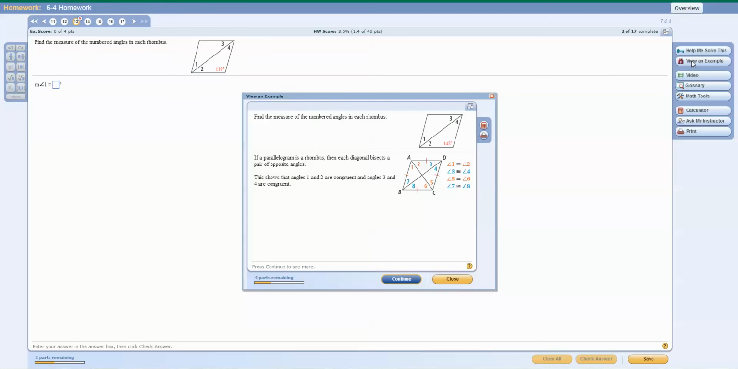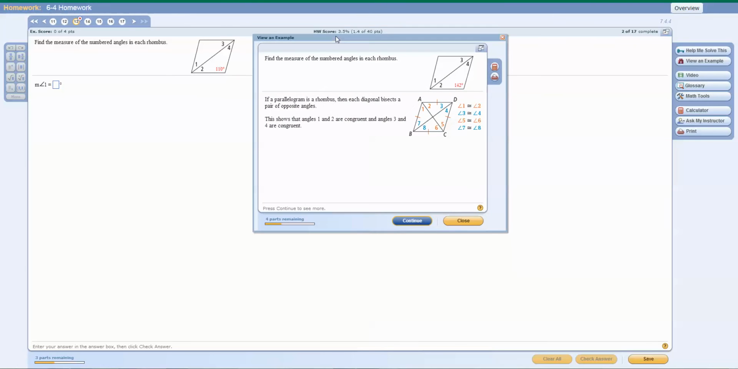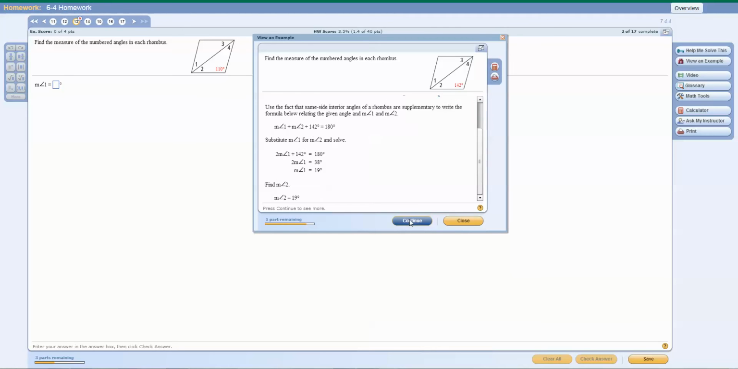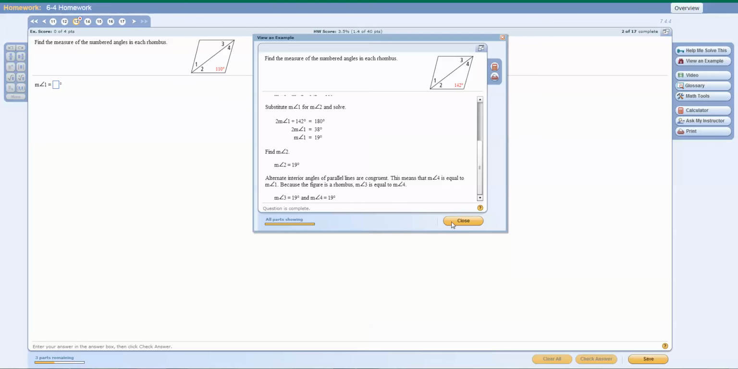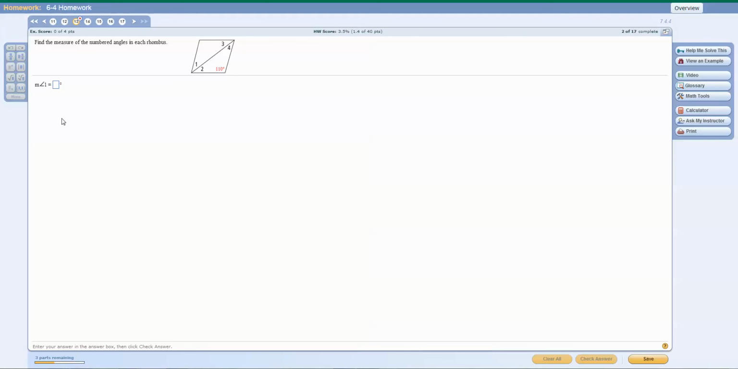I can also view an example. Now, viewing an example won't change the problem because this one's going to be a completely different problem. So you can see this one has 110 degrees. The example will give me 142 degrees, and then I could just watch how they do it. So it's a little different. And once I get the idea, I can go ahead and try again for myself. Okay, so those are 3 examples of some drill and practice software that I think work really well in a high school setting.